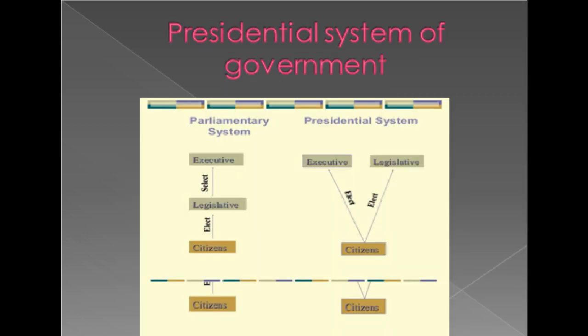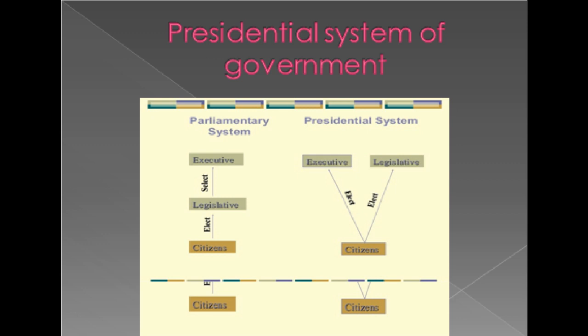Now let us go through some points as to how a presidential system of government works. The presidential system of government can be said to be another important system of government, and this type of system exists in countries like, as I said in the beginning of the class, the United States of America. They function with the presidential system of government. So the system is different from a parliamentary form.